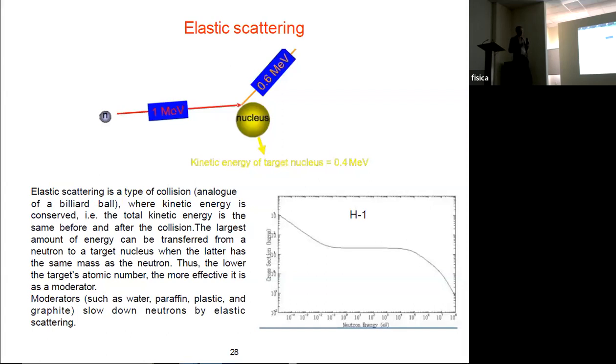If we play billiards, you will hit one ball and it will pause and transfer some energy to the other. In this process, the kinetic energy of the interaction is conserved, and you can have, for example, 0.4 MeV. The whole energy of the neutron is divided between the energy of the scattered neutron and the nucleus.